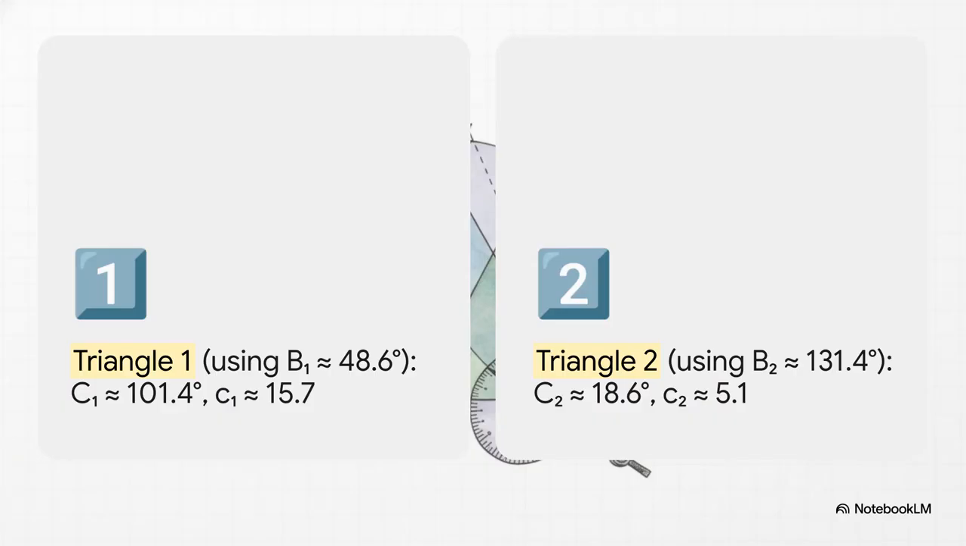And each of these B angles creates its own, totally separate, unique triangle. From here, we just solve for the rest of the pieces in each case. For triangle 1, we end up with a big angle C and a long side C. But for triangle 2, we get a tiny angle C and a much shorter side C. It's amazing. Two completely valid but very different triangles, all from the same three starting pieces.